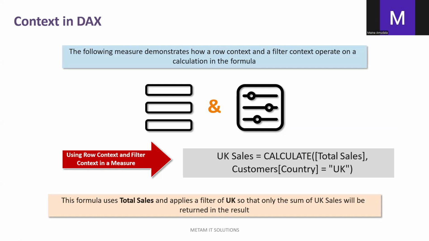In a calculated column, the row context is used to calculate the value for each row. And in a measure, the filter context is used to calculate the value for the current filter selection.